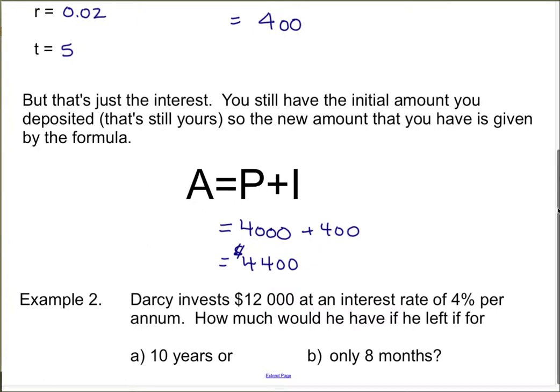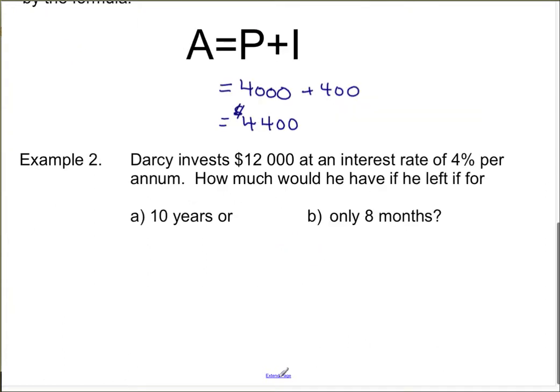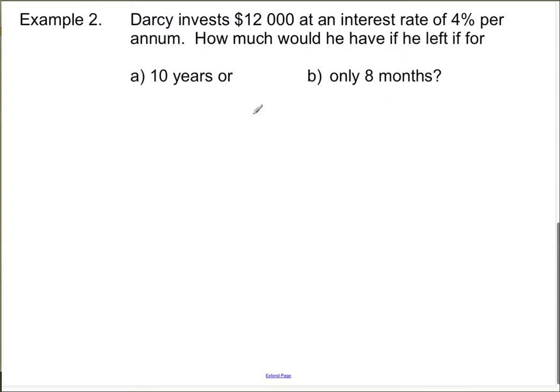Now example number 2. Example number 2 is an example of what happens if we don't have years. Like look at here, we've got months. So we've got 2 different things we're going to start here. So part A, let's get our formula. Interest equals principal times rate times time. The principal in this one, it says Darcy invests $12,000. So there's my principal at an interest rate of 4% per annum. How much will he have if he left it for 10 years?